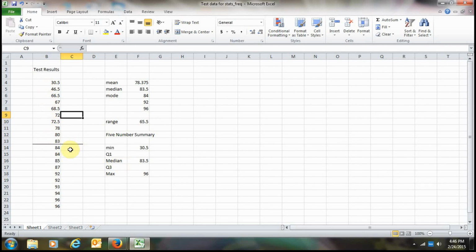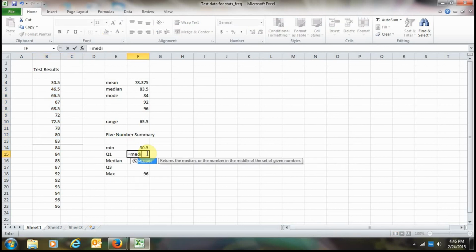And now we want to find the middle of the top half for our Q1. So we want to find the middle of this section. So the best way to find a middle is to do median again, but this time notice that when we ask it to find the median, we're only going to highlight the top half. So it'll find the middle of the top half.